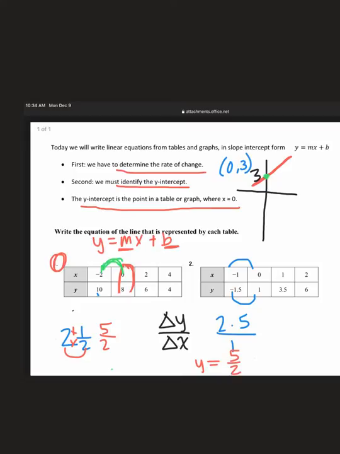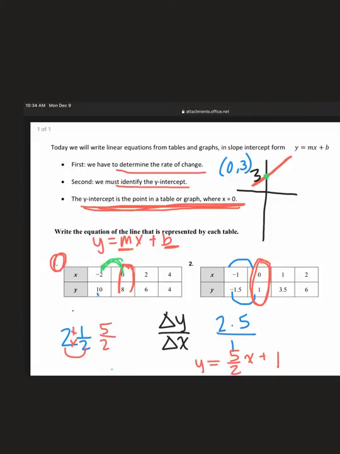So y equals 5 over 2x plus, what's our y-intercept? The point where x equals 0 in this table? 1. So this is the y-intercept right here. Again, we talked about it earlier. The y-intercept is the point in a table or graph where x equals 0. So we know that it's 1.